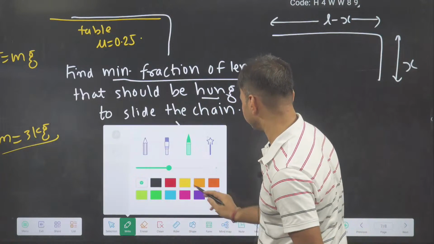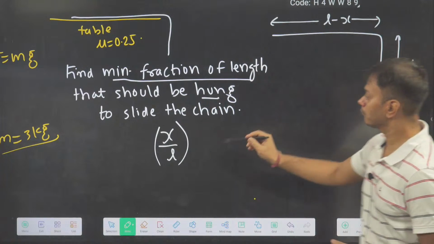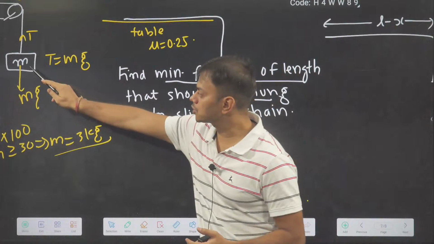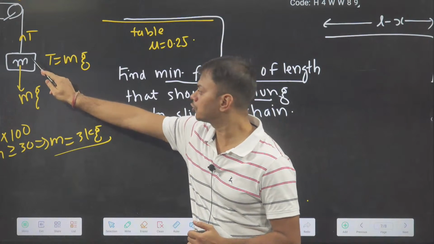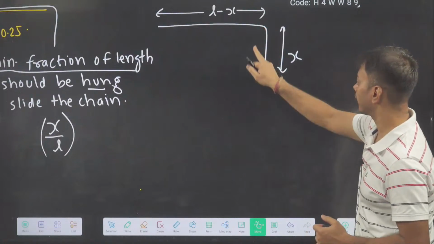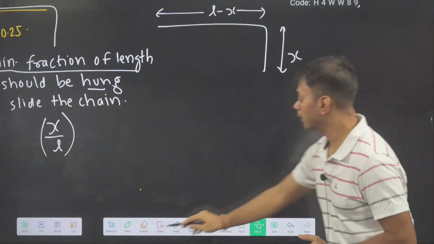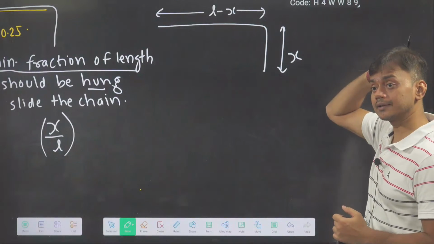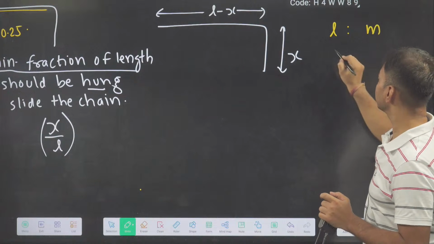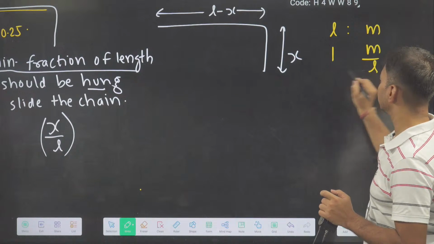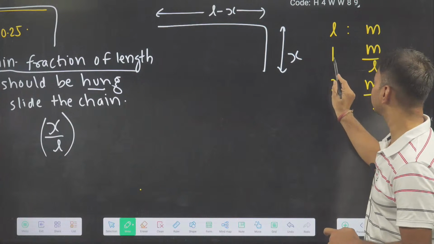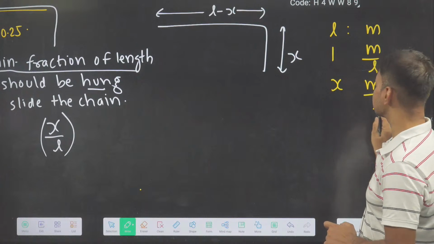So see, the tendency of motion is created by the hanging weight. Just like the previous question, where I showed you a hanging mass m directly, here the hanging mass is this entire length, so I have to calculate this mass. Make it a routine now: whenever there is a chain or rope problem, write that L length has mass m. Each 1 meter will have mass m by L. So I need the mass of x length. The mass will be m by L into x. Simple unitary method. 1 meter has mass m by L, so x meter will have mass m by L into x.